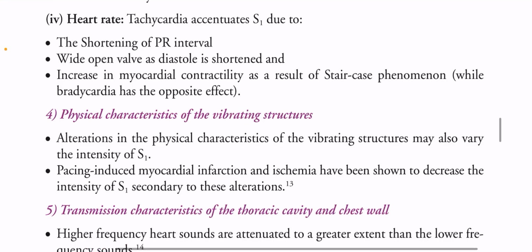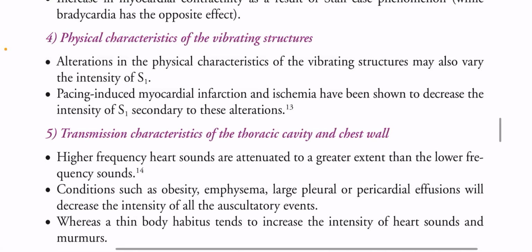Physical characteristics of the vibrating structures. Alterations in the physical characteristics of the vibrating structures may also vary the intensity of the first heart sound. Pacing-induced myocardial infarction and ischemia have been shown to decrease the intensity of the first heart sound secondary to these alterations.